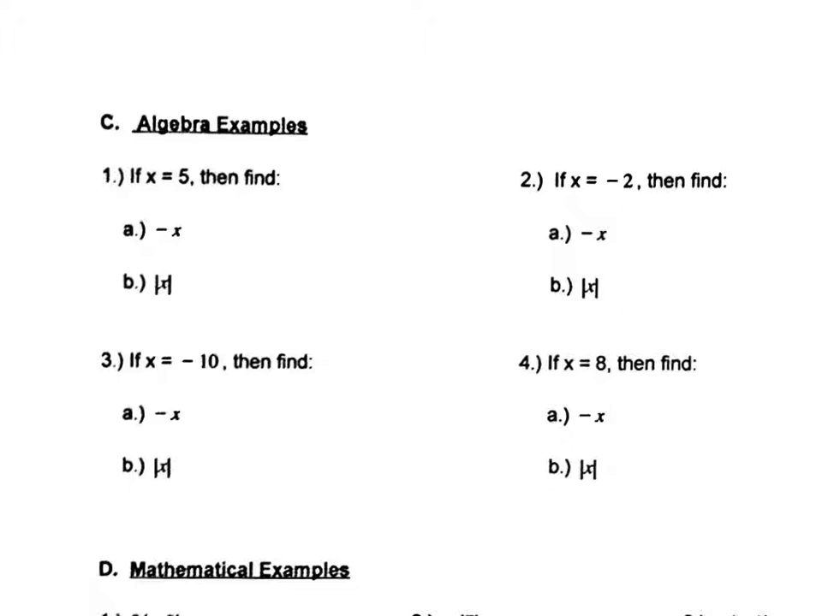Okay, let's try some examples. Let's try some algebra examples first. Number 1, if x equals 5, so that's important. If x equals 5, then find, okay, this is asking you for the opposite of x. That negative sign in front of a letter, you say opposite of x. So if x is 5, then we want the opposite of that, which should be -5.